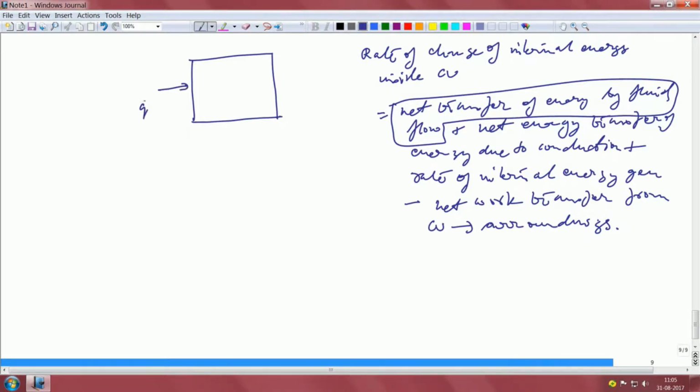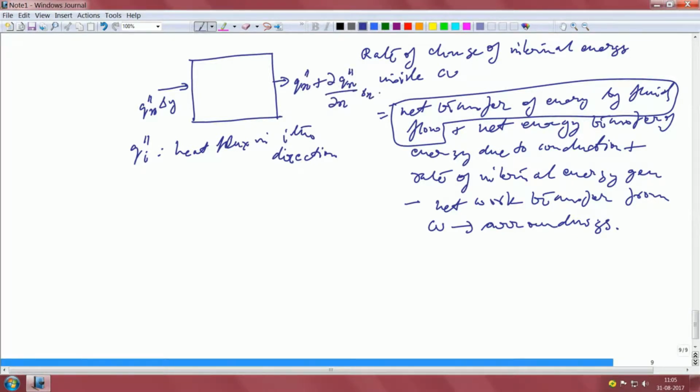So here it is Qx'' into delta y, where Qi'' is basically the heat flux in the ith direction. Got it? And it is leaving the control volume with Qx'' plus dQx''/dx into delta x. This entire thing is multiplied by delta y. Got it? So that is the other term.